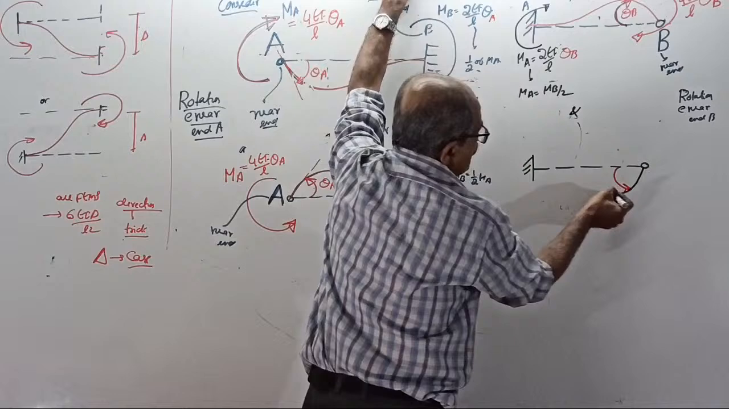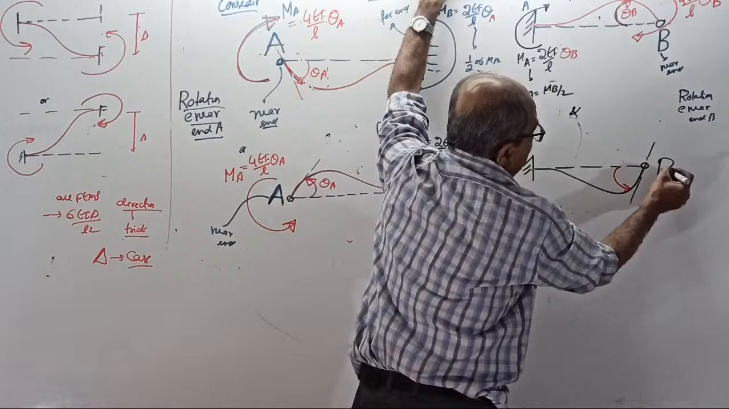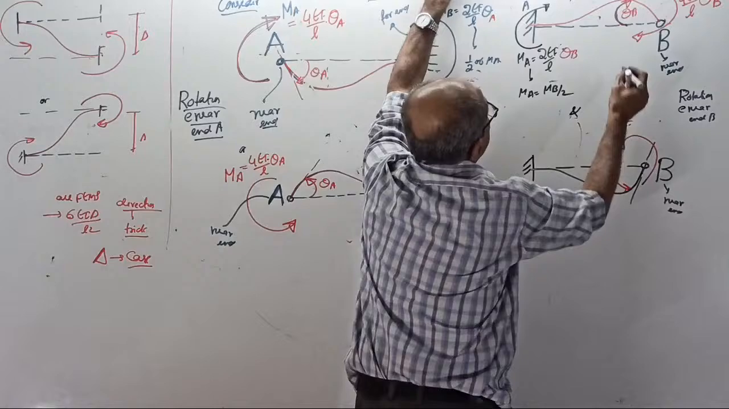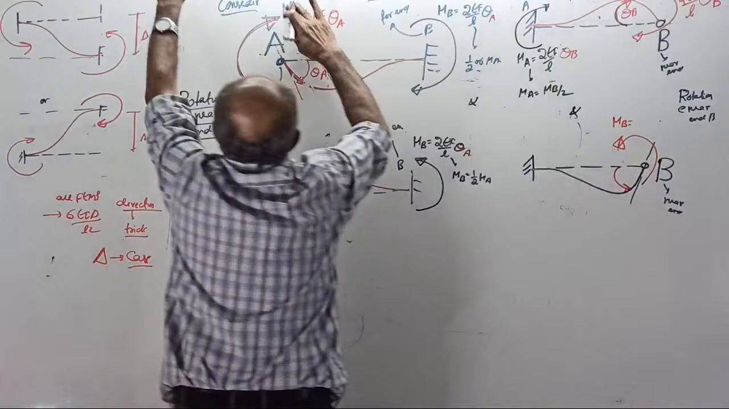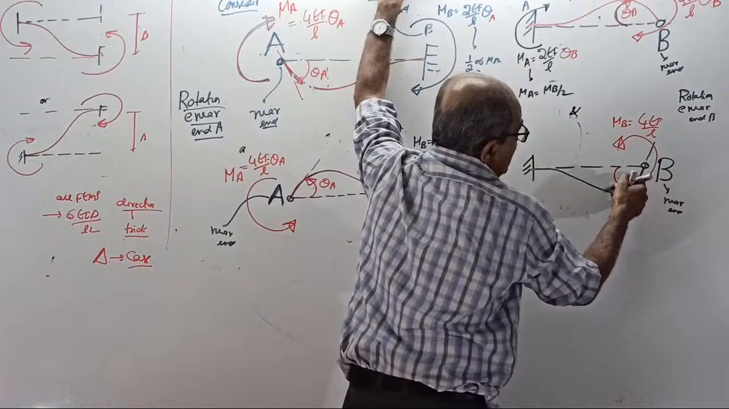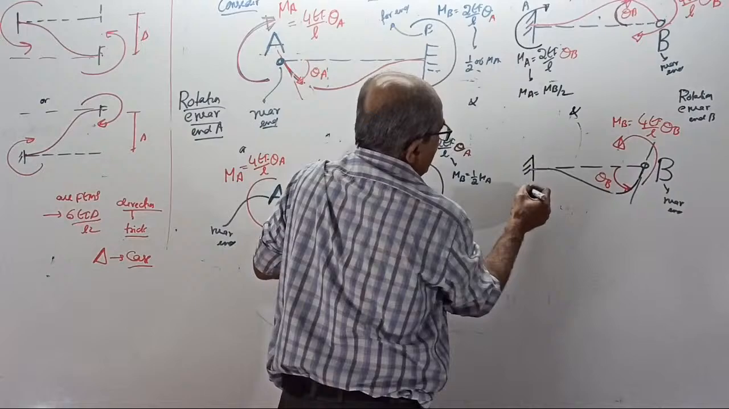Once again, B is the near end. So the moment required is anti-clockwise here. This is MB, near end is important. MA is in red color. MB equals 4EI by L into theta B. Then at A, which is the far end, if it is anti-clockwise, here also anti-clockwise.